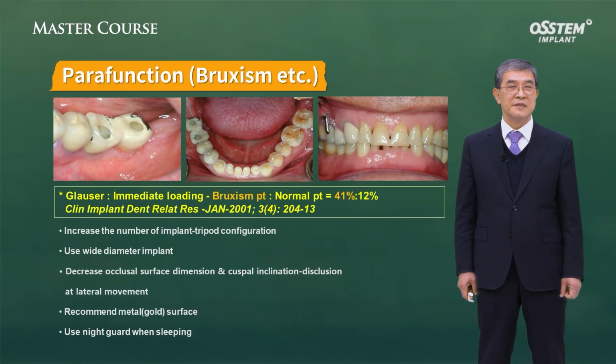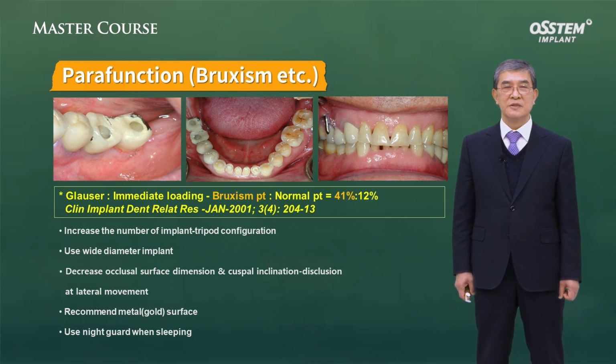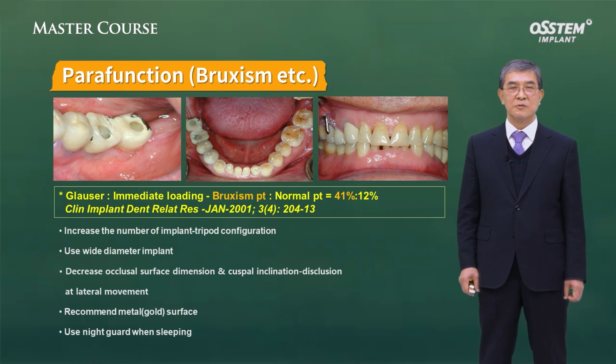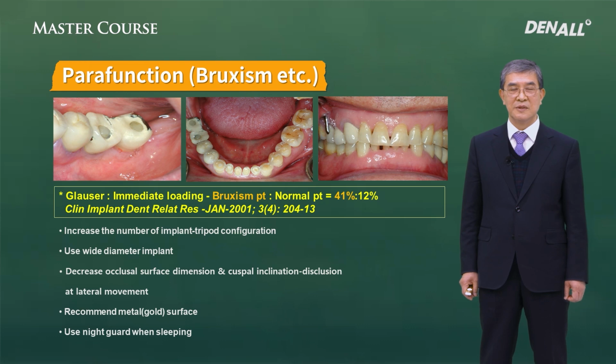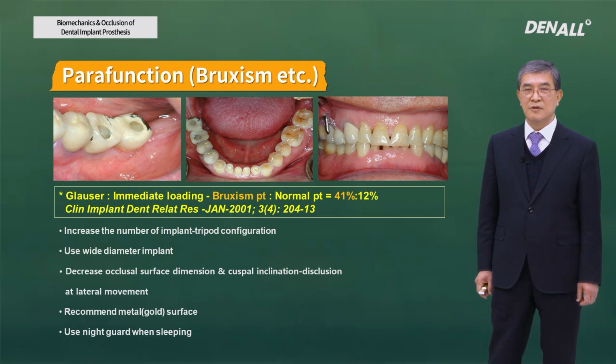Let's look at parafunctional habits such as bruxism. Bruxism patients have strong occlusal force. If the patient has bruxism, we can detect such patients when we do oral inspection. There can be a lot of wear or porcelain fracture. If you notice this, then you'd be able to notice that this patient has strong occlusal force.